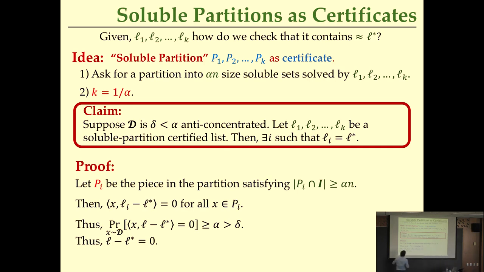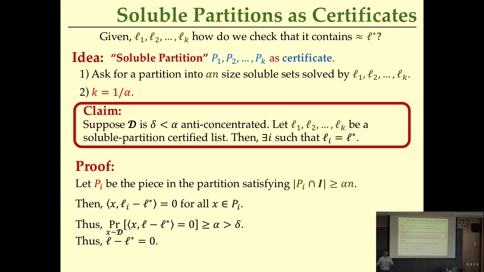So the first claim just says that pi must intersect the inliers in an alpha fraction of the size of the inliers. So it should be alpha times I. What does it mean? It means that if I take x in this intersection and project it in the L minus L star direction, then it becomes zero for an alpha fraction of the points.